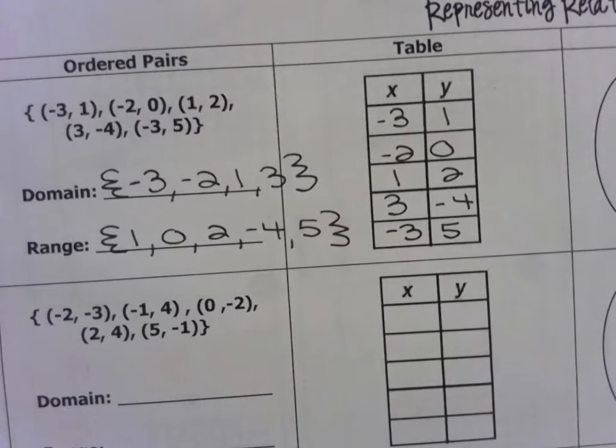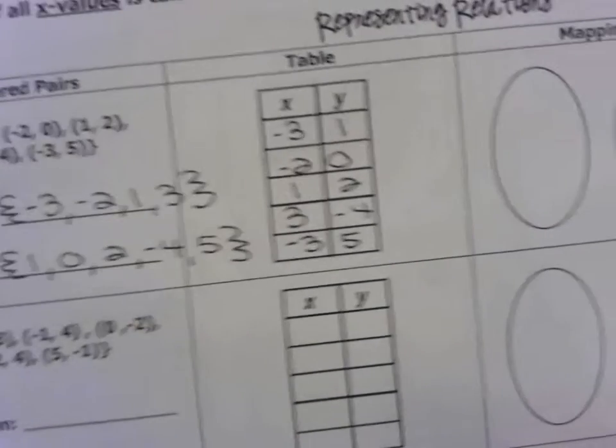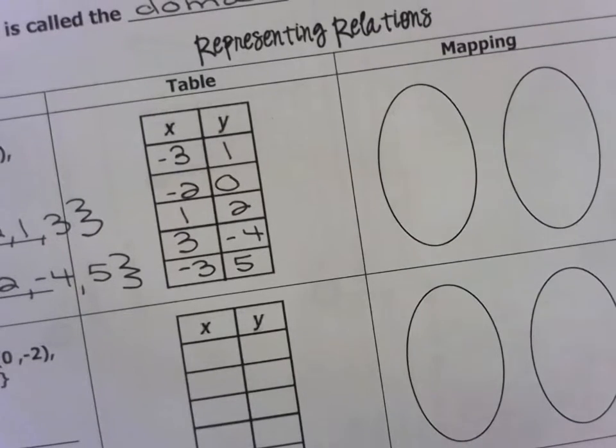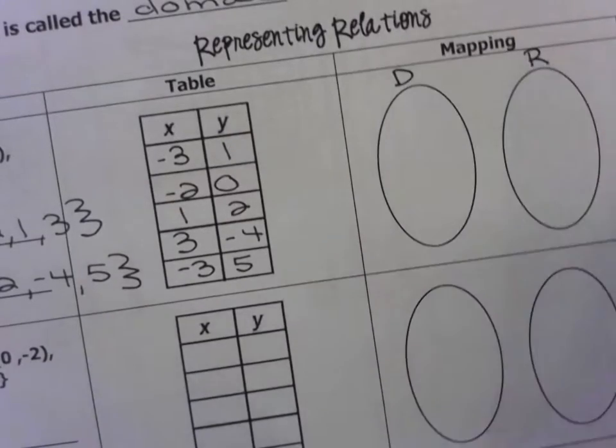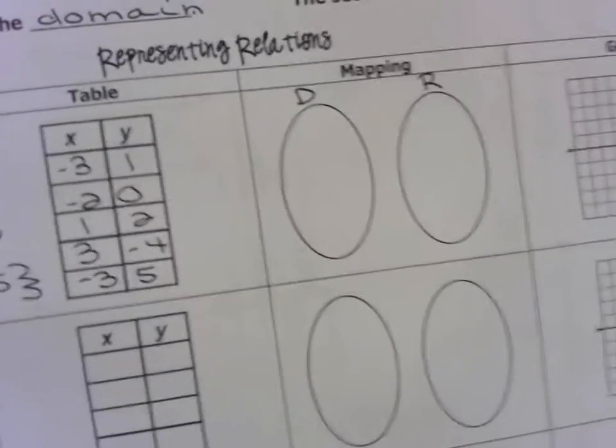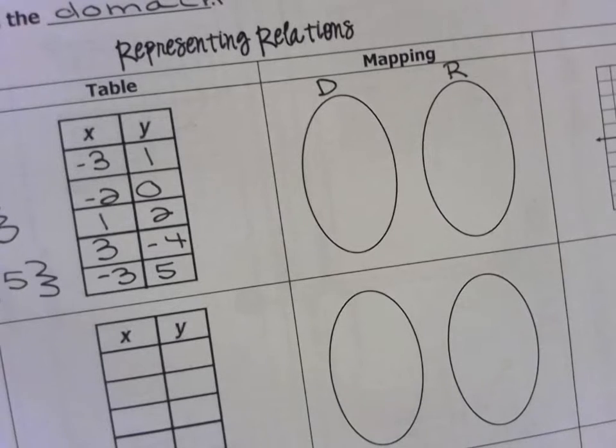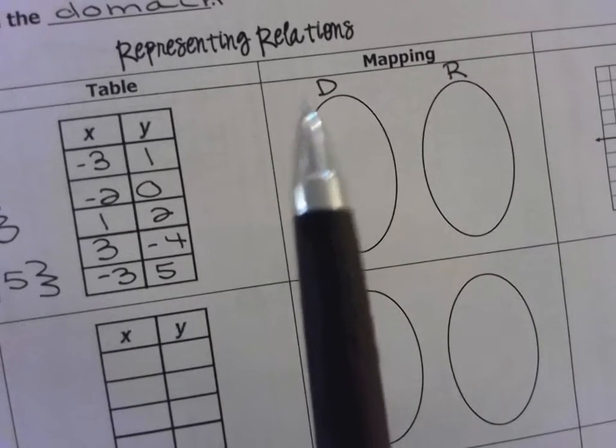Like I said, not necessarily super hard math-wise, just kind of know what things mean. Okay, next one is a mapping. A mapping is kind of like a table, except we're going to have arrows. So if I'm looking for a mapping, one oval is going to be the domain, usually the left one, and then one oval is going to be the range. You could also label it as X or Y. It doesn't really matter as long as you label it somehow.